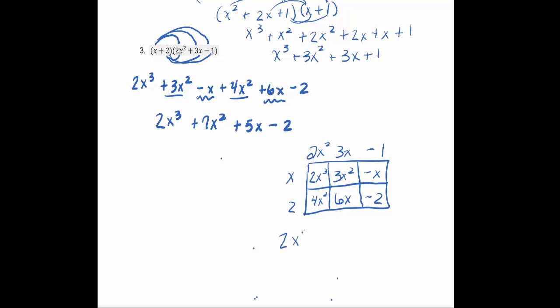Notice how your like terms line up on the diagonals. So 4x squared plus 3x squared is 7x squared. 6x minus x is positive 5x. And then negative 2. We came out with the exact same answer. You can do whatever method works best for you.